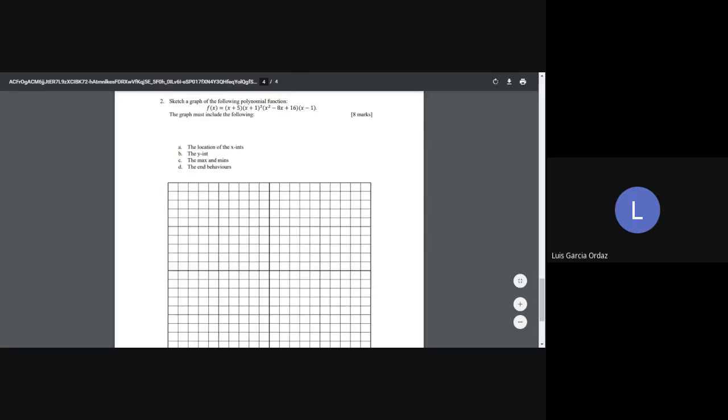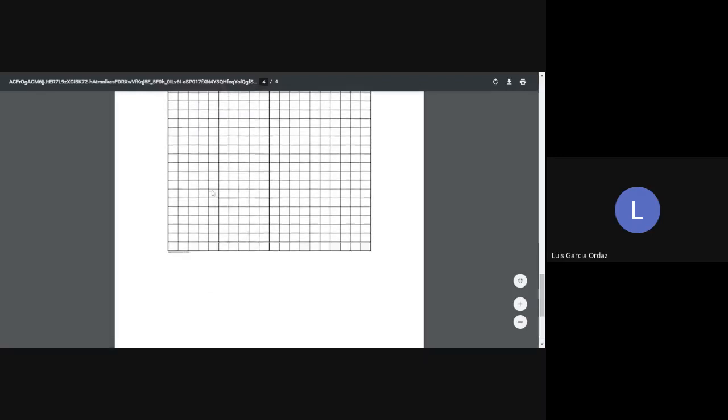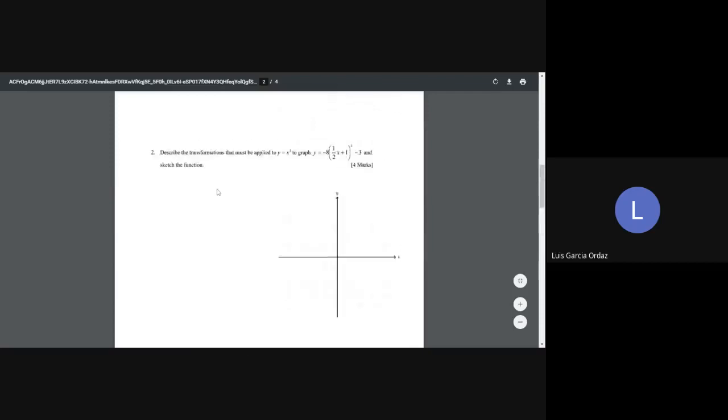This is the big one. This is the big sketching one. So I asked for the location of the x-intercepts, the y-intercepts, the max and mins, and the end behaviors. Okay, so it's pretty straightforward. You guys have up until 11:59 tonight to hand it in. But like I said, you're going to get a chance to do some of it after this lesson is done.